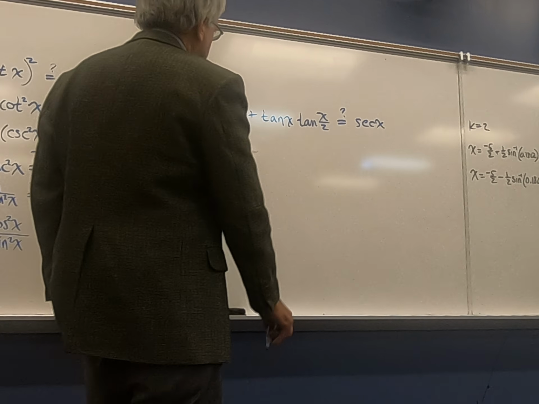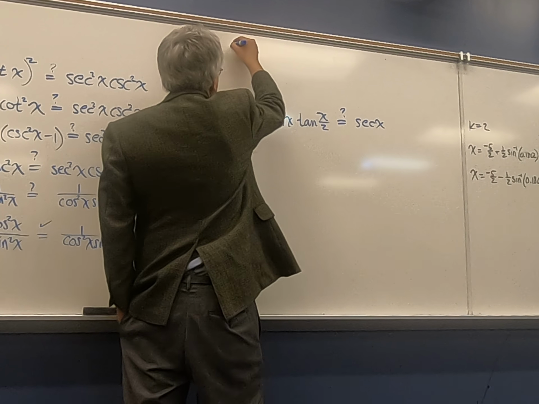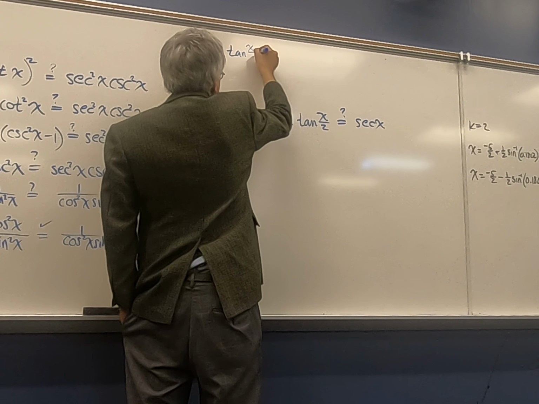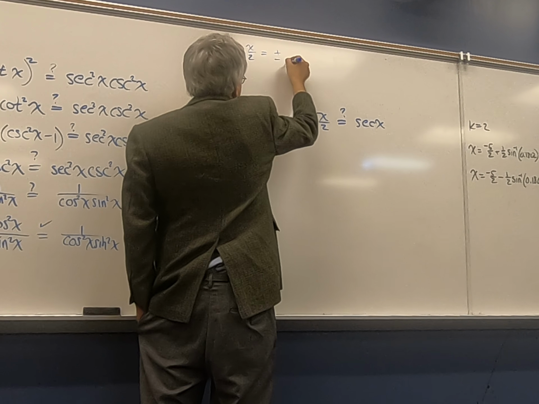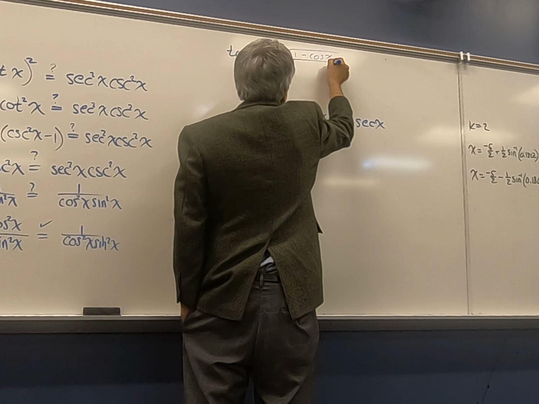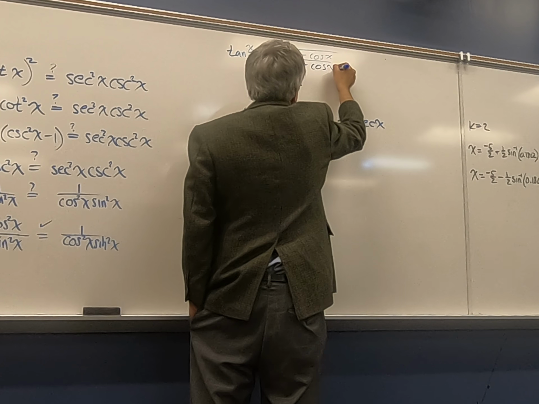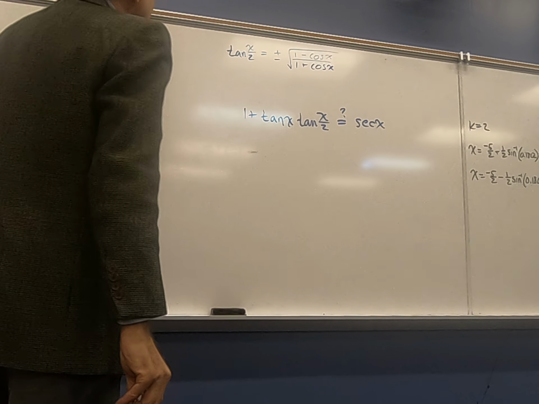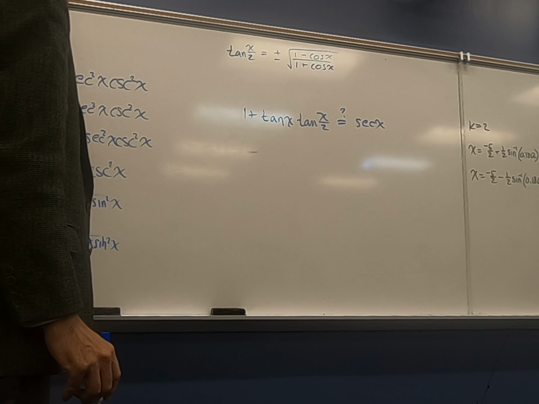Well, we've got a number of identities for tan x over 2. Do you remember those? Plus or minus the square root of 1 minus cosine x over 1 plus cosine x? Is that memorable? Is there a trick like you did on the left that derives that on the right?